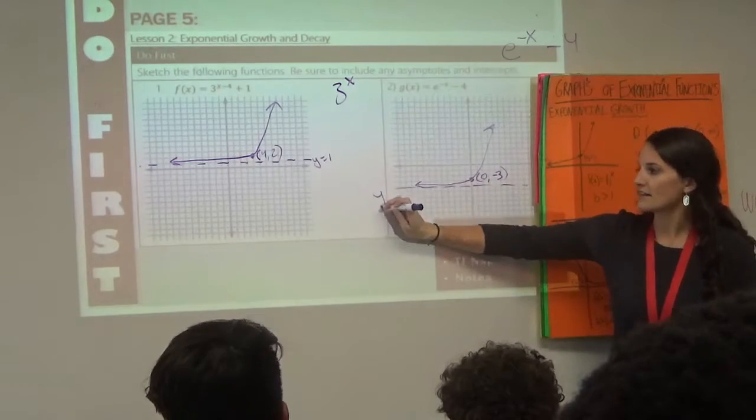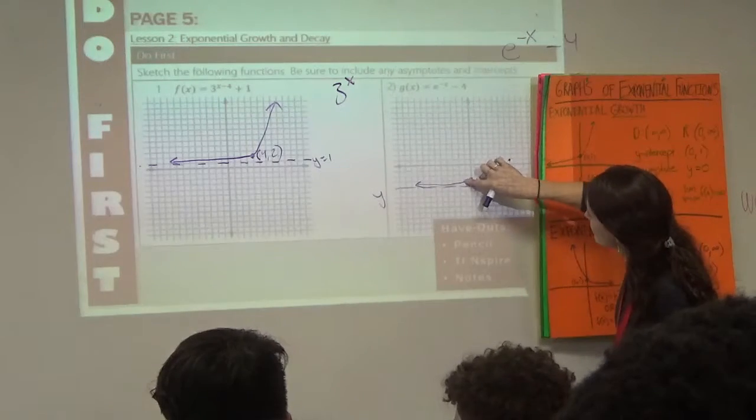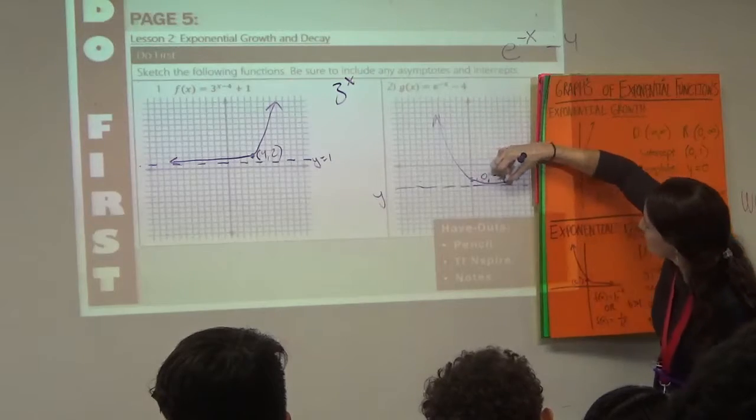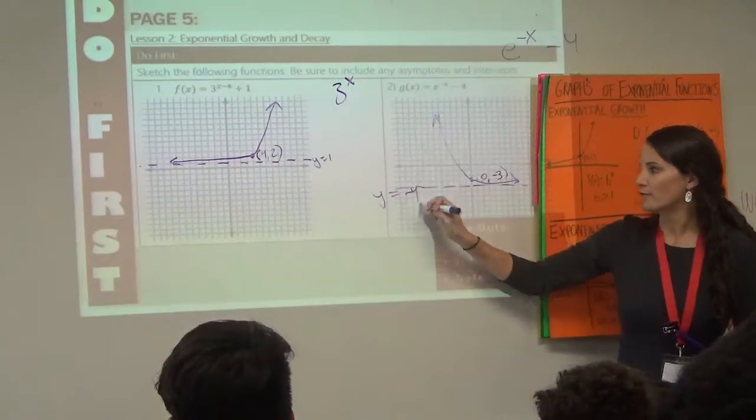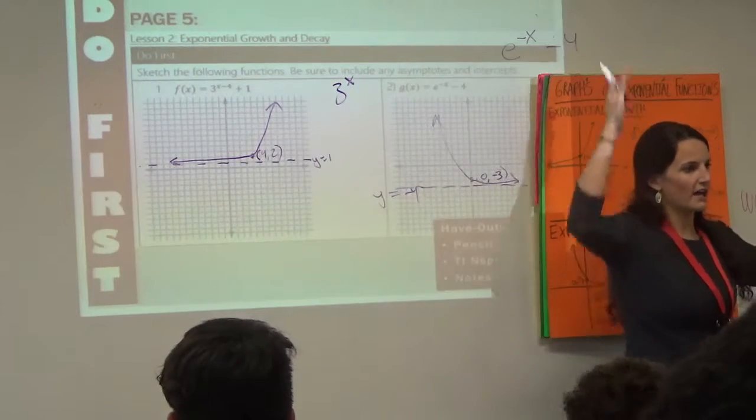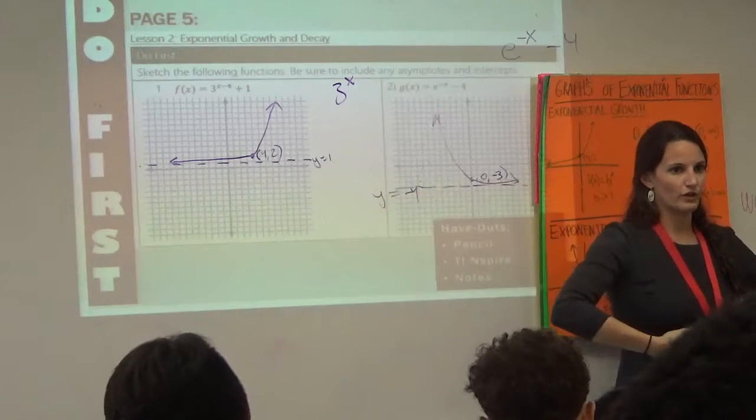So your new intercept is 0, -3. Your new asymptote, go ahead and label these. Thank you. Decaying, so facing that way. And this is at -4. Did I miss anything else? Okay, so it's decaying, shifted down 4. So it's at -3 the point, -4 the asymptote.